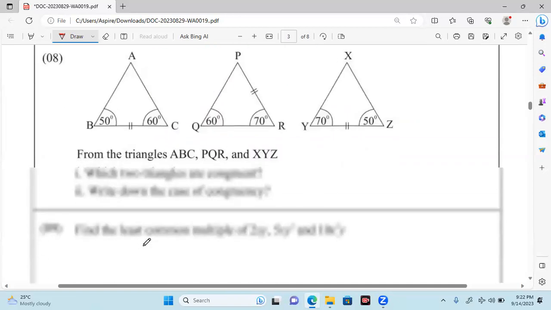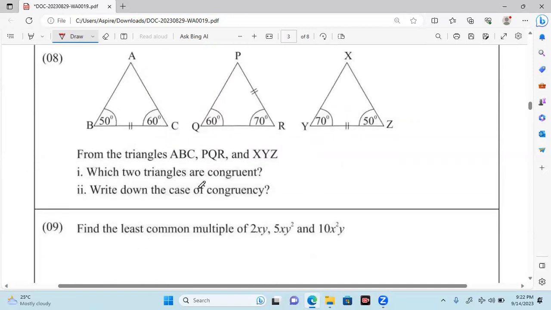Okay, shall we move to the eighth question? Look at the eighth one, teacher.